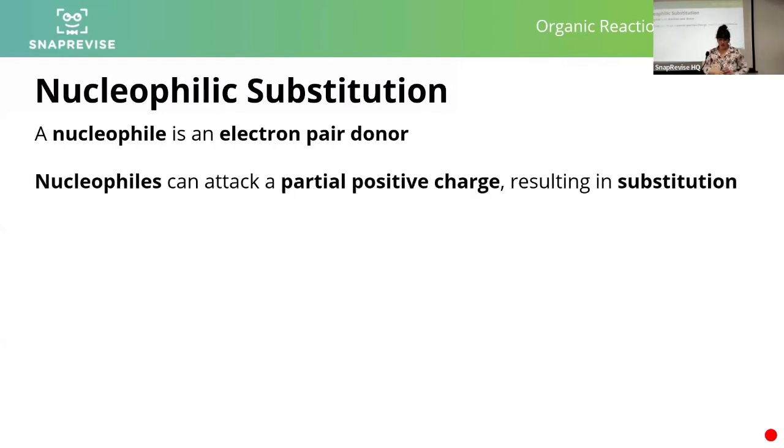Nucleophiles can attack a partial positive charge or a fully positive charge, actually, if needs be, resulting in substitution occurring. Let's think about an example mechanism. We've at least thought about the beginning of it, but let's make it as simple as possible.